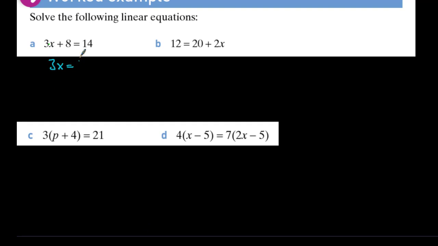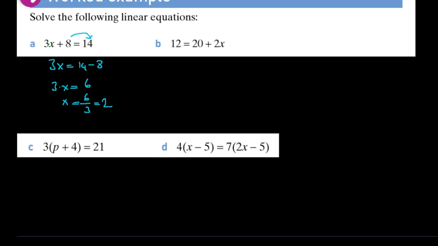3x is equal to, when you send the 8 to the other side, 14 minus 8. It was plus 8, so when you send it to the other side, it should be minus 8. Then 3 times x is equal to 6, and then x is equal to 6 over 3. The inverse operation of addition is subtraction, which is minus 8, so we should be careful about this. The result is 2, so x is equal to 2.